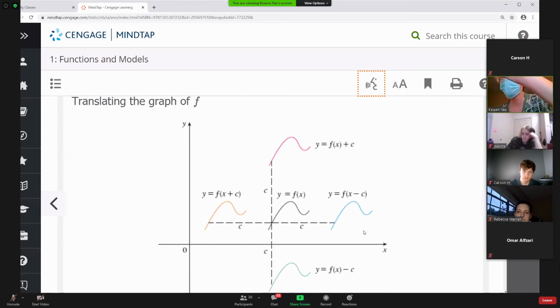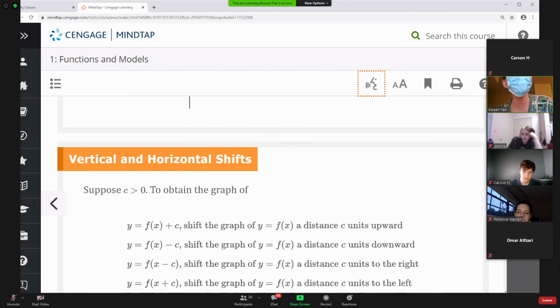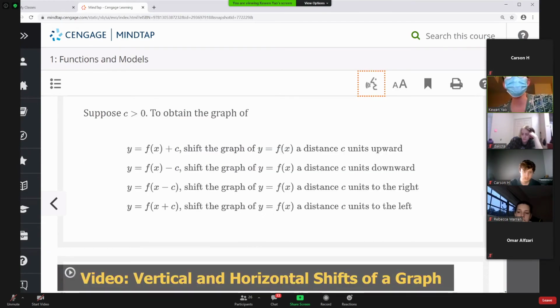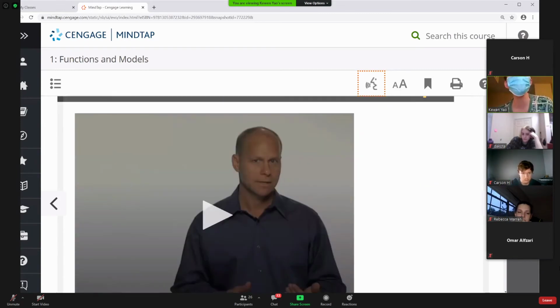You have 4 directions, right? Up, down, left, right, right? So that's the meaning. So it's straightforward. Okay, this section is so easy. Now you have to know how to shift, right? This is shift c units up. This is c units down. This is c units to the right. This is c units to the left, right? So this is c positive, right? So you've got to remember.